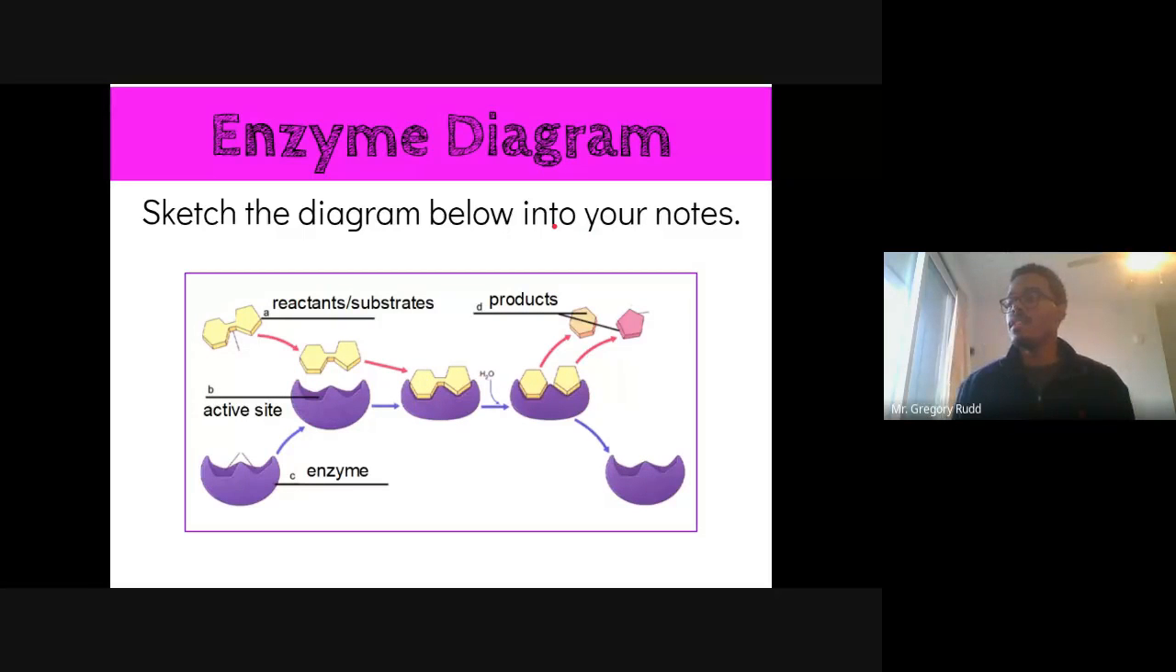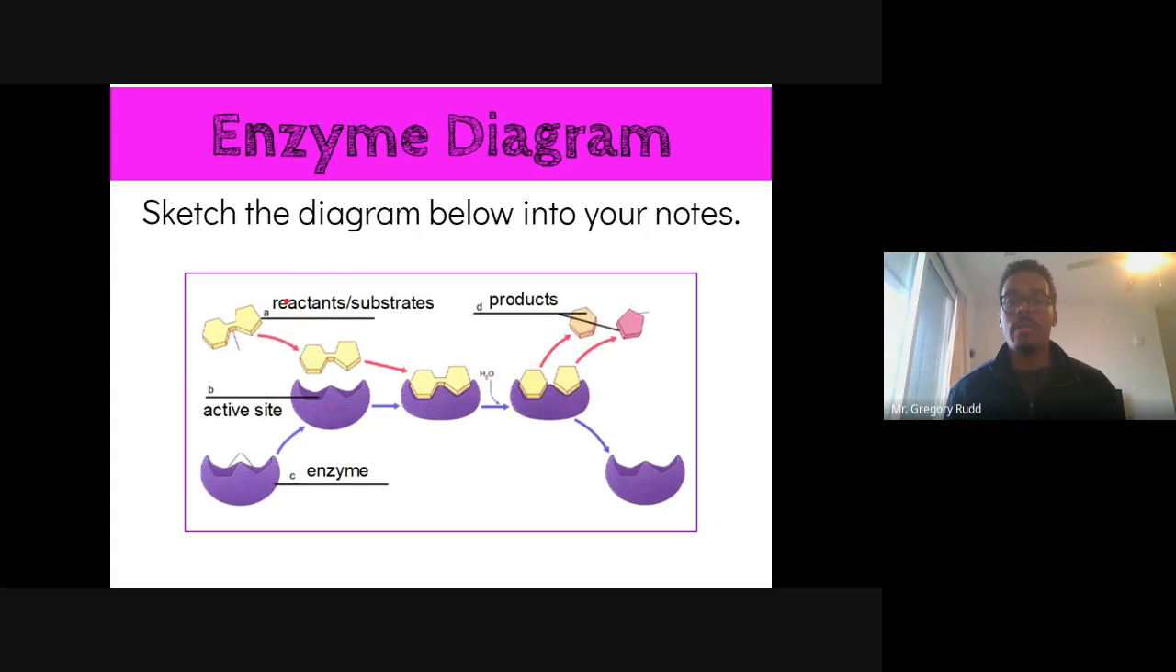Okay, so this is something that I think would be a good idea to draw. Again, visualization is important. I can almost guarantee you will have a question like this on almost every test that we will take this year. You will be asked to match the parts of a diagram that looks a lot like this. So what are the substrates? What's the enzyme? What's the active site? What are the products?